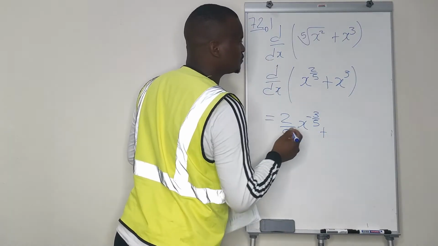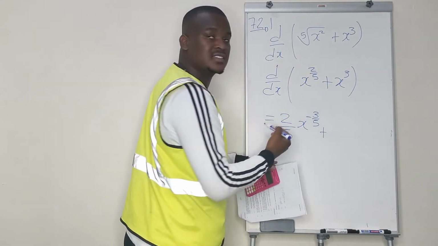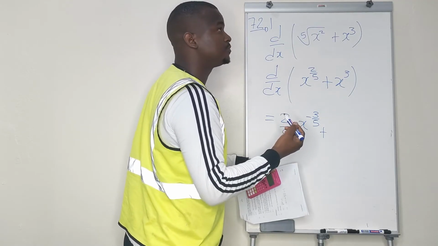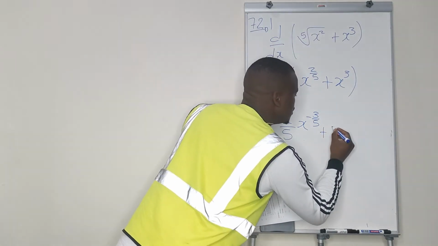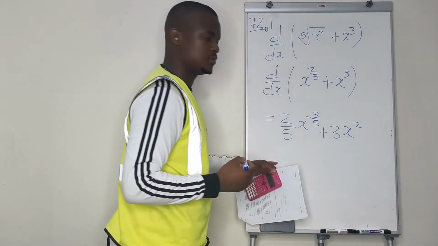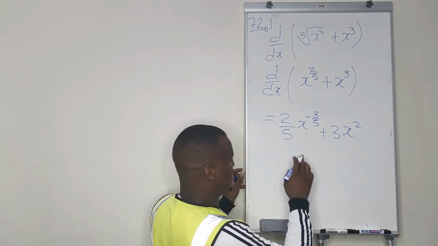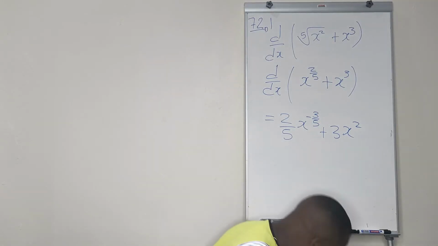plus 3 times the coefficient of x, which is 1, so you have 3x, then you subtract 1 there, which is squared, right? Then you can leave it here or simplify it if you can.